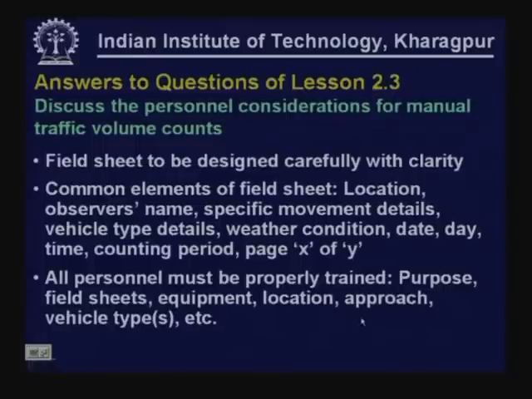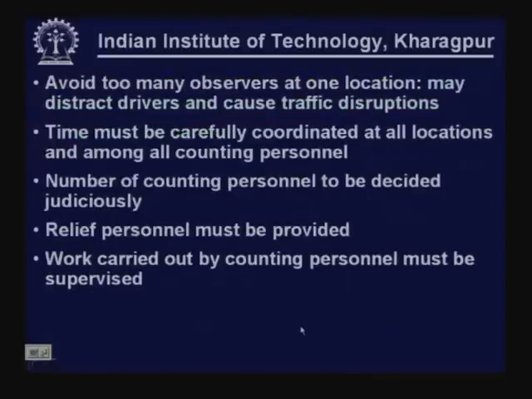Now, let me try to answer the questions of lesson 2.3. Discuss the personnel considerations for manual traffic volume counts, design a field sheet. All personnel must be trained, training of personnel is another point. Too many observers should not clutter at one location as they may obstruct drivers and cause traffic interruptions. Time must be carefully coordinated at all locations and among all counting personnel.